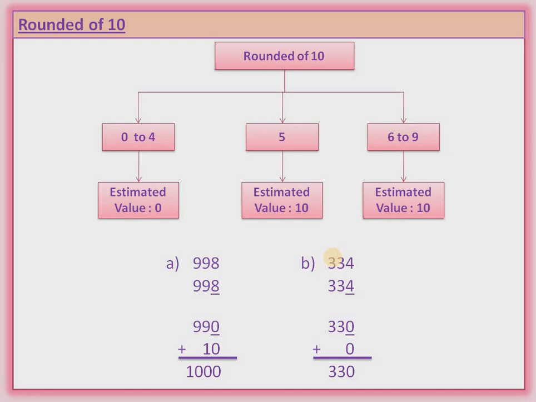Which number have we done? 334. What is the estimated value? 330, which you can see for this example. And in example number 1, the estimated value of 998 is equal to 1000. You can see.